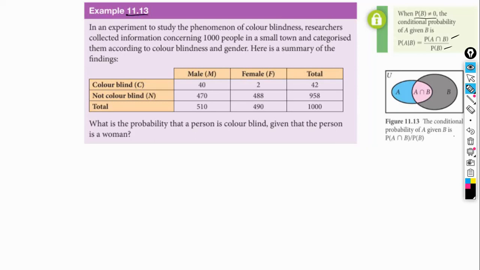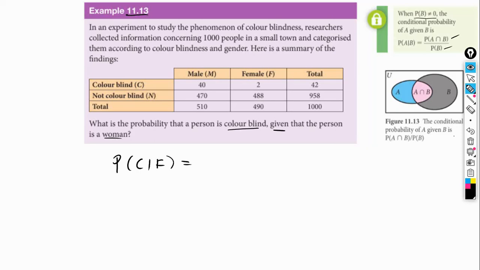And it says, in an experiment to study the phenomenon of color blindness, researchers collected information concerning 1,000 people in a small town and categorized them according to color blindness and gender. Here is a summary of the findings, and they give us this table. What is the probability that a person is colorblind given that the person is a woman? So notice that this is the probability that a person is colorblind given that it is a female.